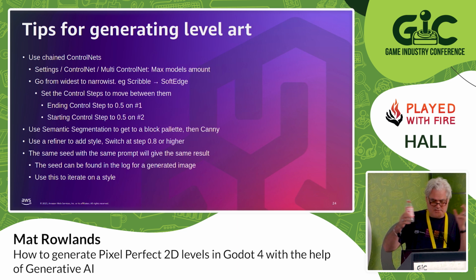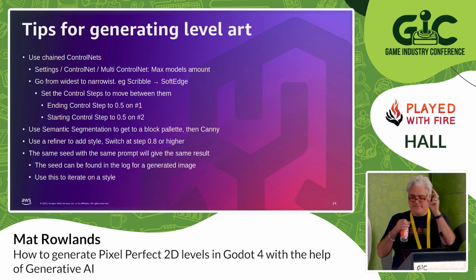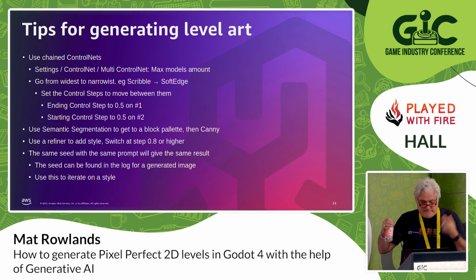And this is the same thing, set the control steps, so you have a start and an end point of when each preprocessor affects in terms of a percentage of the whole flow. If you've got 3 control nets, do 33, 33, 33 and offset them so that they don't overlap. Use semantic segmentation, just talked about that.